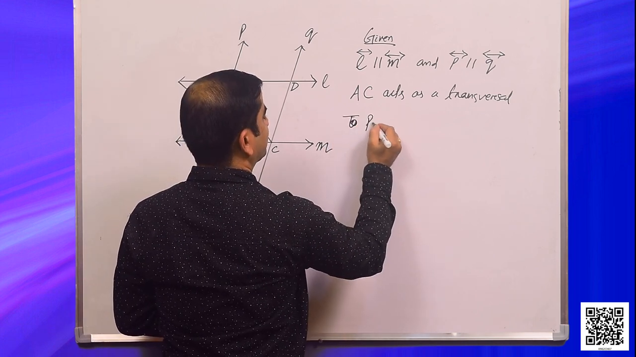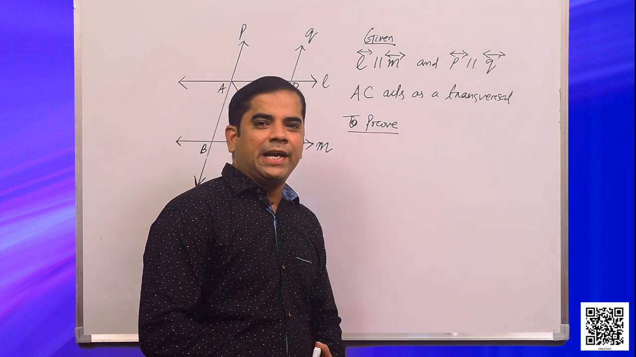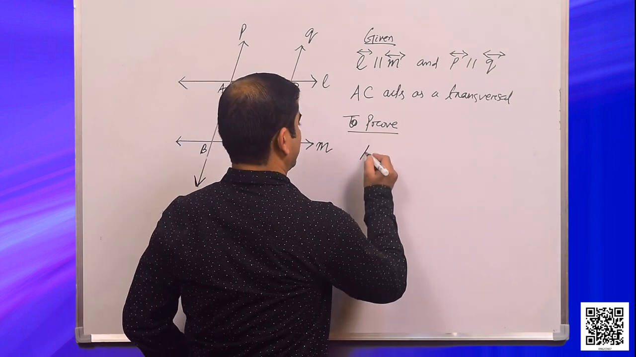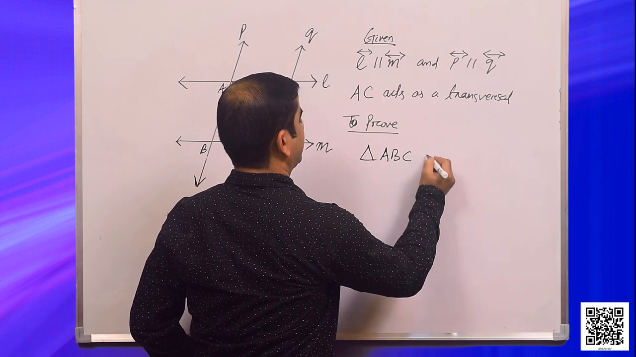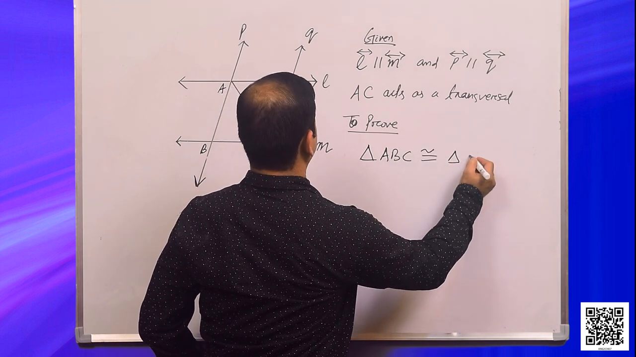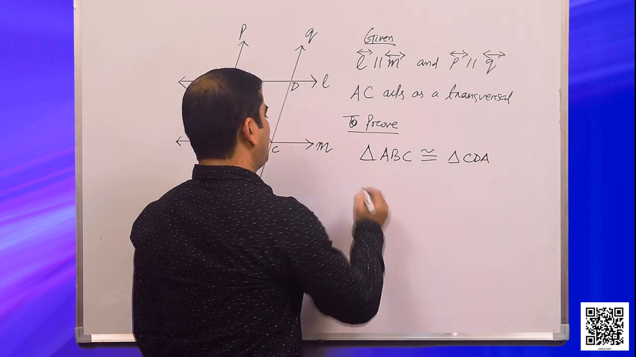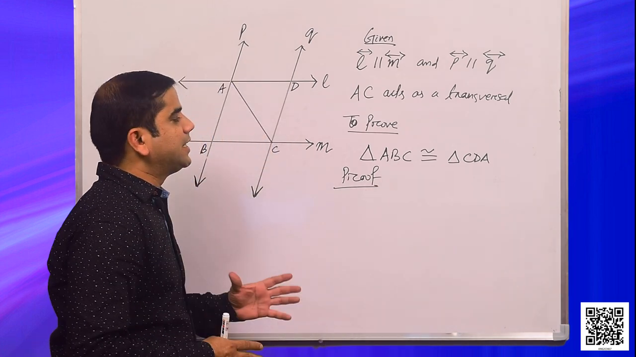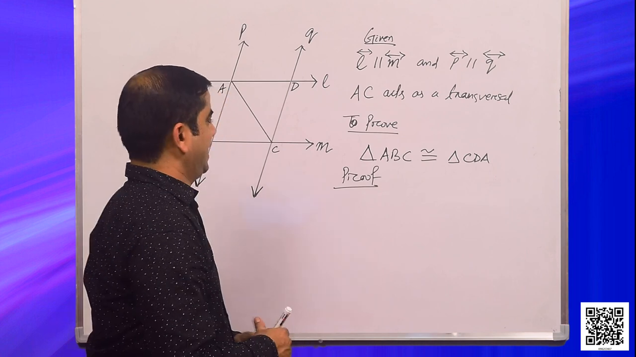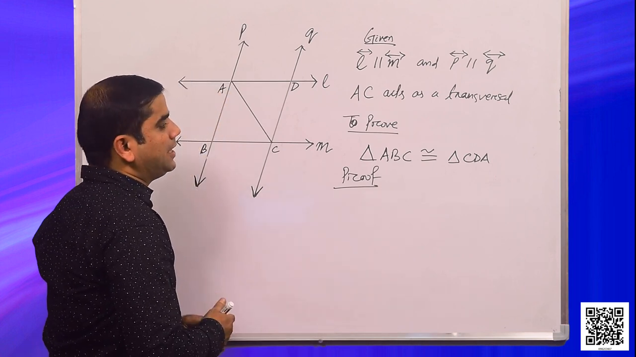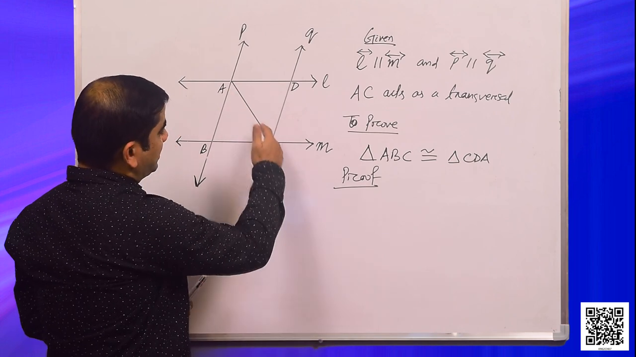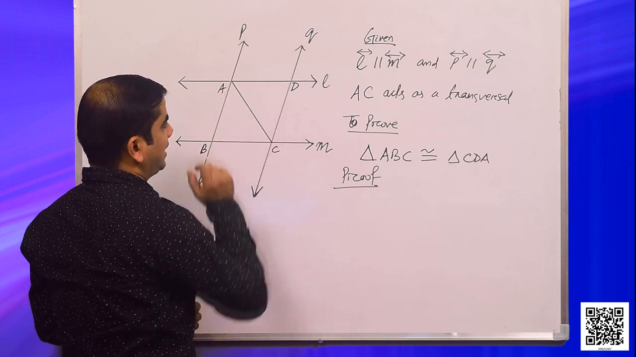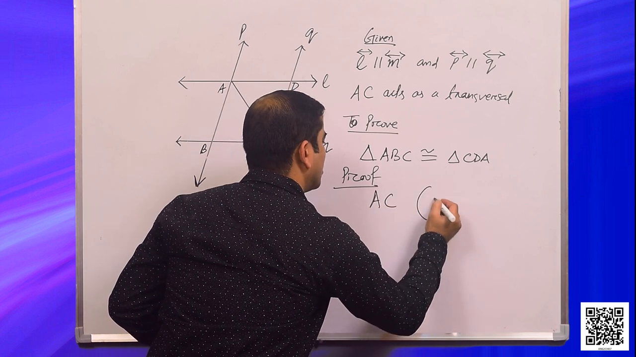To prove, students, we need to prove that triangle ABC is congruent to triangle CDA. So students, let us concentrate on triangle ABC and triangle CDA. What we can observe in both these triangles is that AC is a common side. It is a side of triangle ABC as well as triangle CDA. So, AC is a common side.